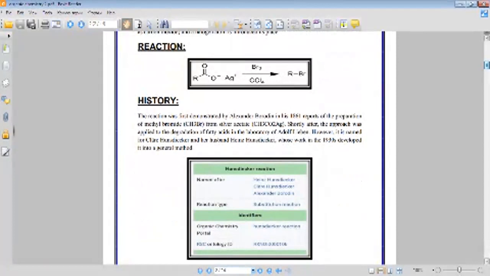The reaction was first demonstrated by Alexander Borodin in his 1861 reports of the preparation of methyl bromide from silver acetate. Shortly after, the approach was applied to the degradation of fatty acids in the laboratory of Adolf Lieben. However, it is named for Cläre Hunsdiecker and her husband Heinz Hunsdiecker, whose work in the 1930s developed it into a general method. The Hunsdiecker reaction, named after Heinz Hunsdiecker, Cläre Hunsdiecker, and Alexander Borodin, is a type of substitution reaction.